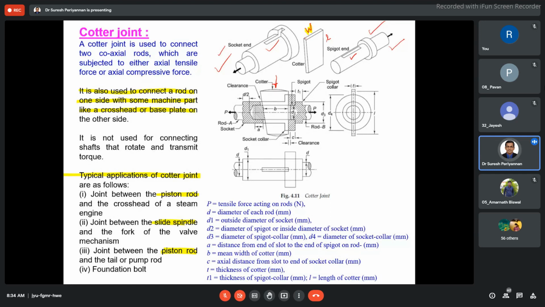While inserting the cotter in this slot, we have to apply a mild hammering force on the cotter for creating the tightness between the two components. Then only the two components are tightly held. Hence, we are applying a small amount of hammering force on the cotter.